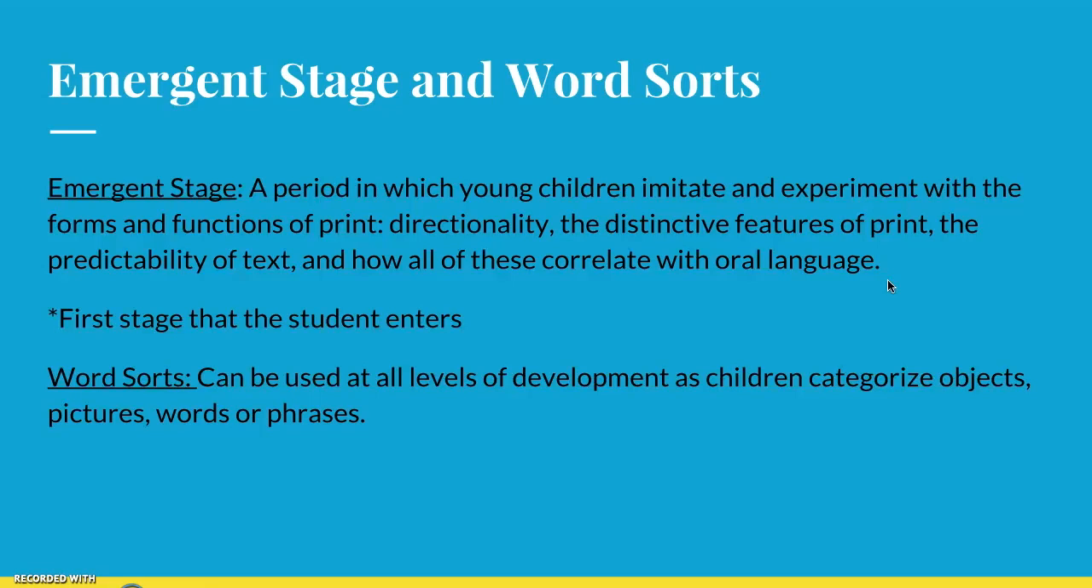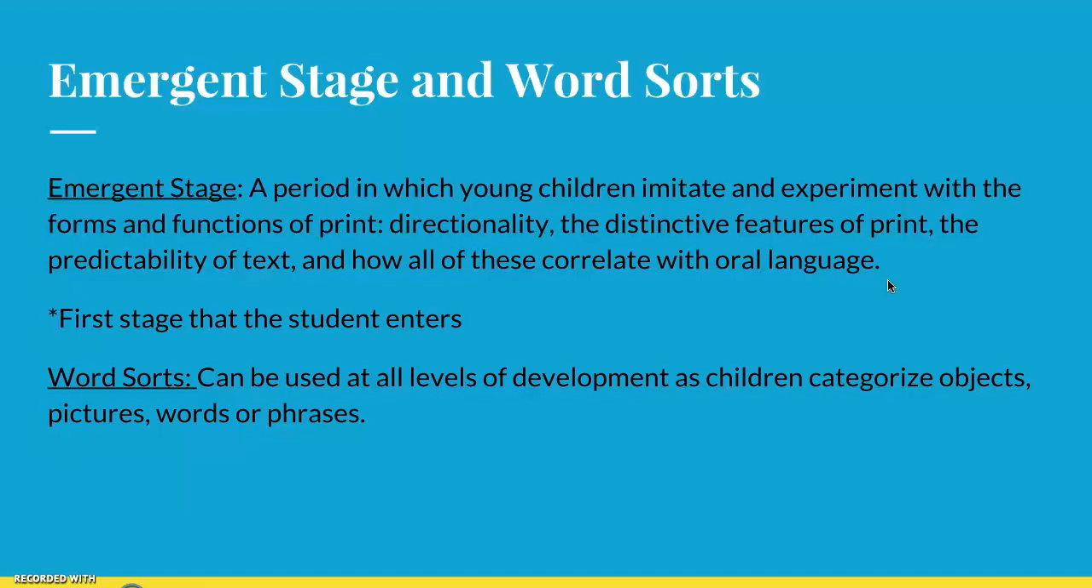And the emergent stage is a period in which young children imitate and experiment with the forms and functions of print, directionality and distinctive features of print, and the predictability of text and how all these correlate with oral language. And this is actually the first stage, so this activity can be used for kindergarten up to the end of first grade, maybe even in pre-K if you want.